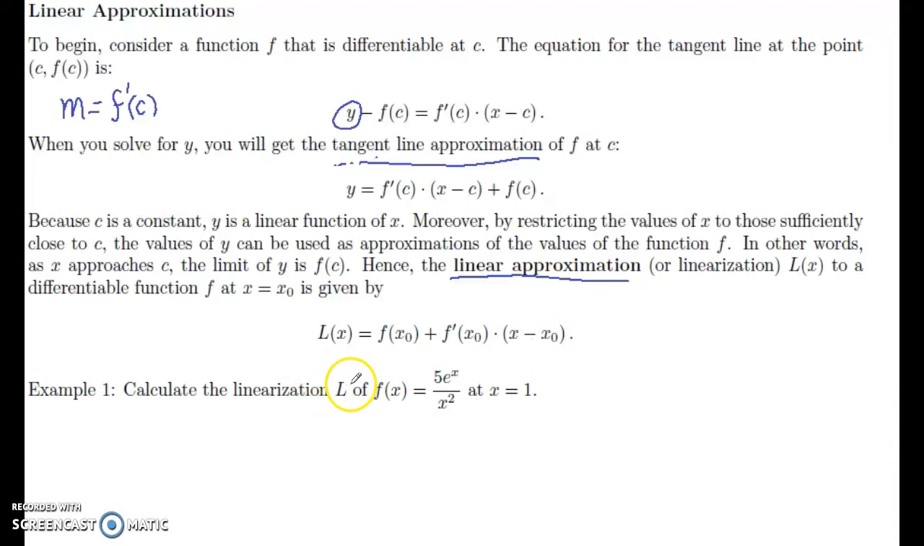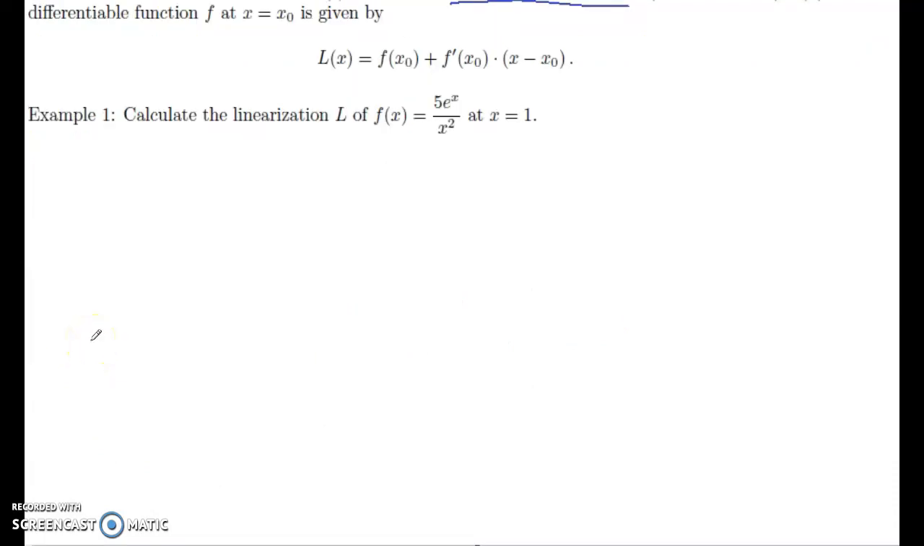and we can use this formula to calculate the linearization L of x of any function. The convenient thing about it is, instead of evaluating a complicated function at a point that is inconvenient, for example 1.023, where you have to take e to the 1.023 power and divide it by 1.023 squared, even if you use a calculator it's okay to calculate, but if you do it by hand, it's much easier to use a linear approximation. So let's see how it is done.